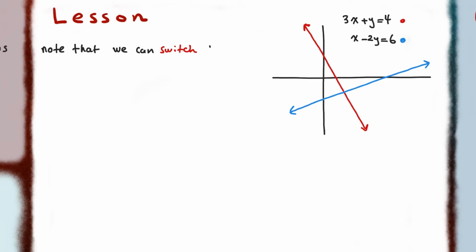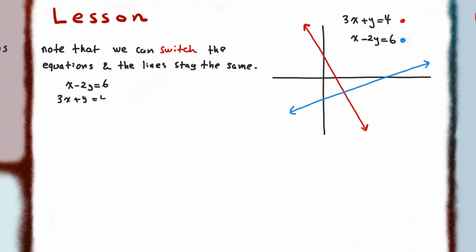In this case, if we were to switch the two equations, if we were to change their locations, having x minus 2y is equal to 6 on top and 3x plus y is equal to 4 on the bottom, it doesn't change the two lines. The orange line will still be the orange line and the blue line will still be the blue line because they are the same equations.